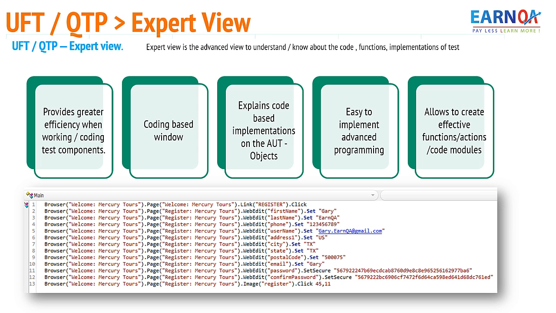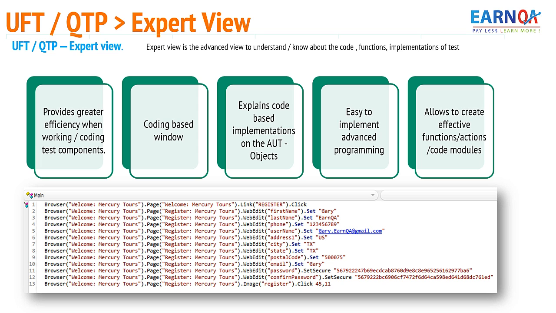Whereas the second one, what we are trying to see is the expert view. As the name says, it is the representation of the code. Only the experts can start coding or scripting on the expert view. And in this expert view, it would allow us to create functions, procedures, and code structures, loops, parameters, so that we could create a full-fledged test in the expert view.